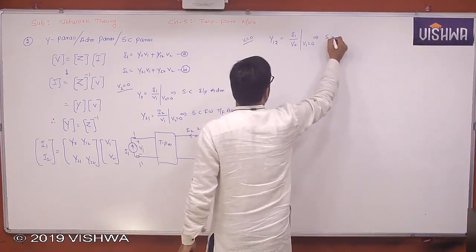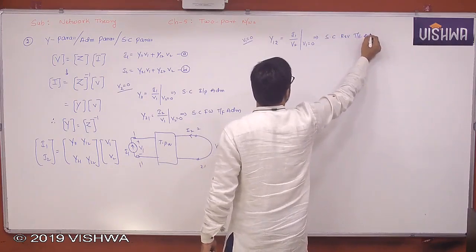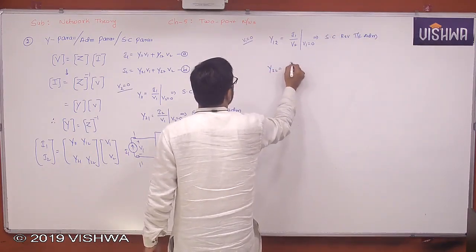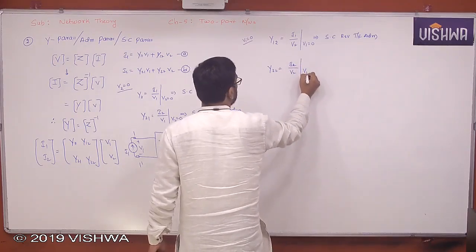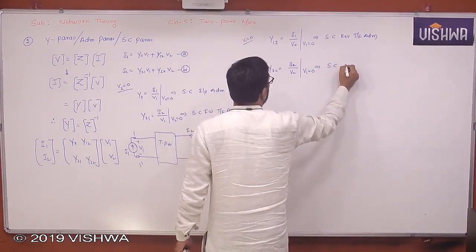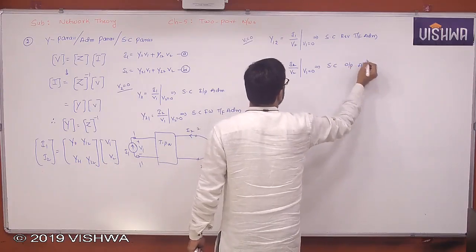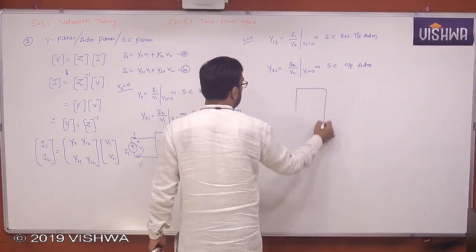So this is the short circuit reverse transfer admittance. Y22 is I2 by V2 when V1 is 0. Short circuit, output admittance. Short circuit, output admittance. So how do you get now the network?